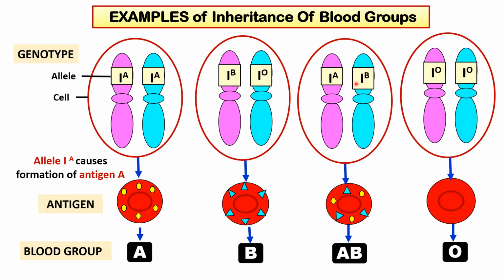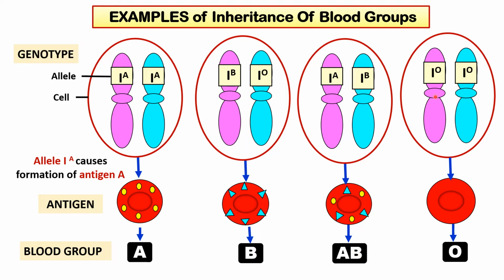Okay. Then for a person who has the genotype IAIB, because of IA, he will produce the antigen A, right? And IB will cause formation of antigen B. So he will have both antigens A and B, so his blood group is AB.